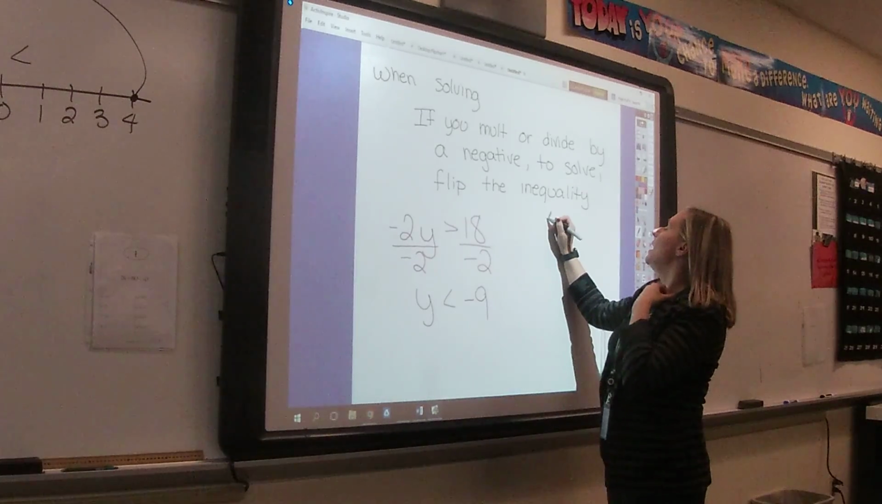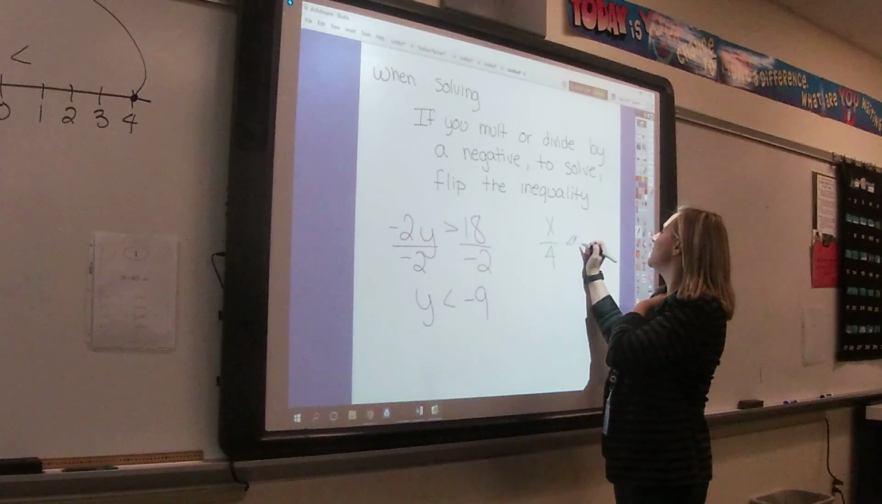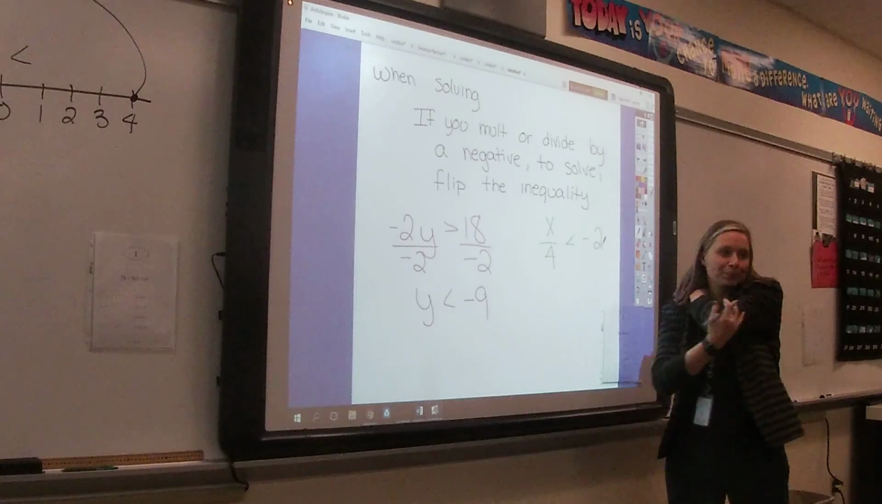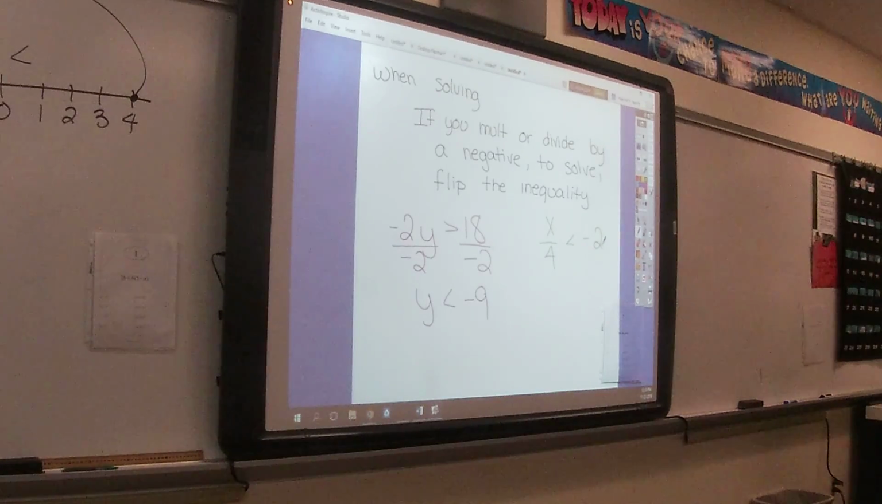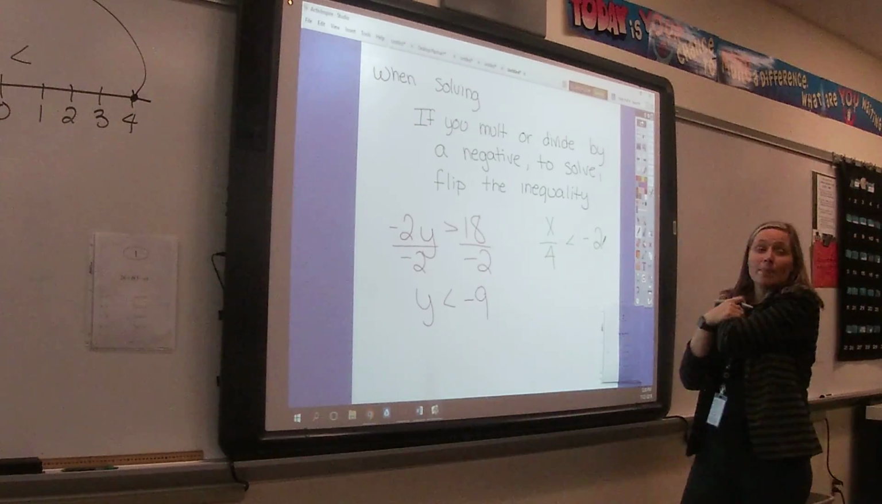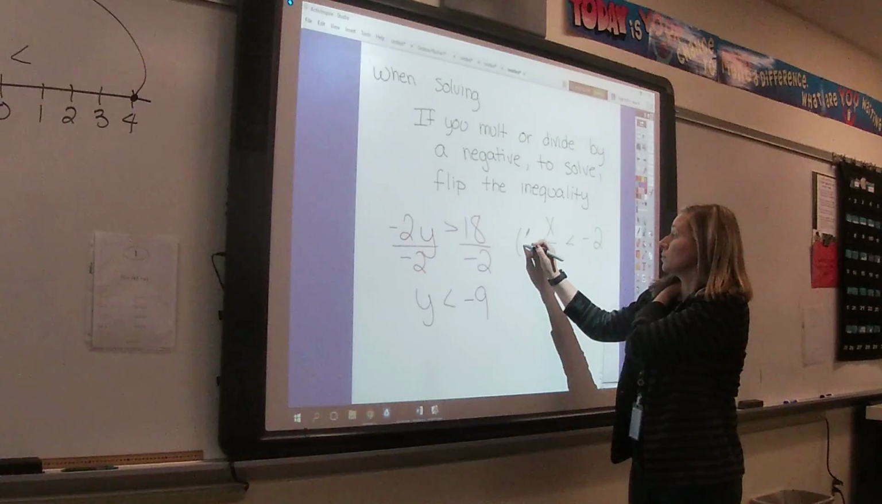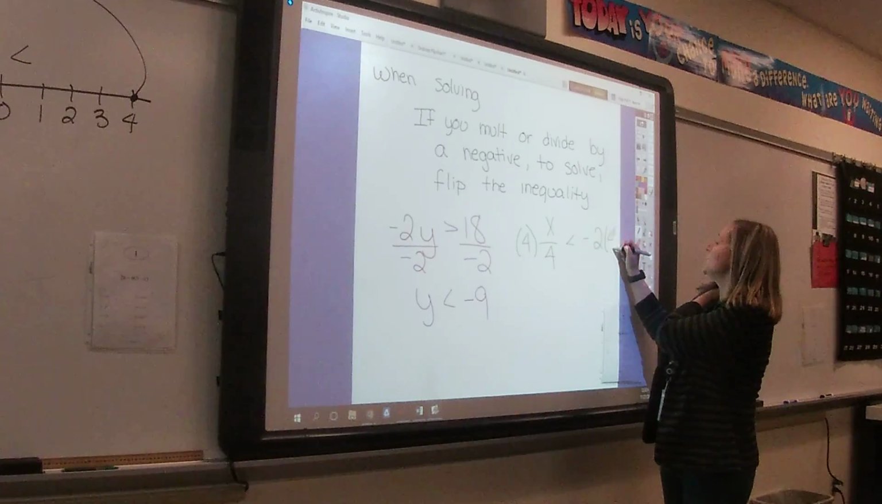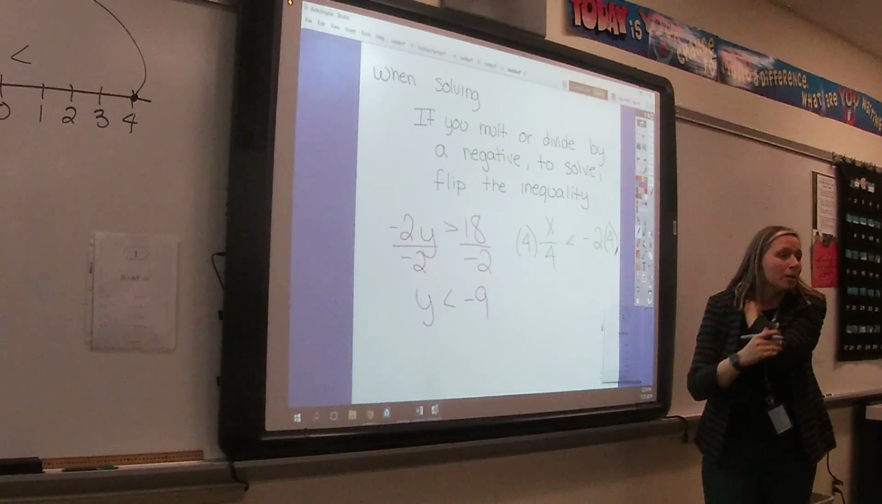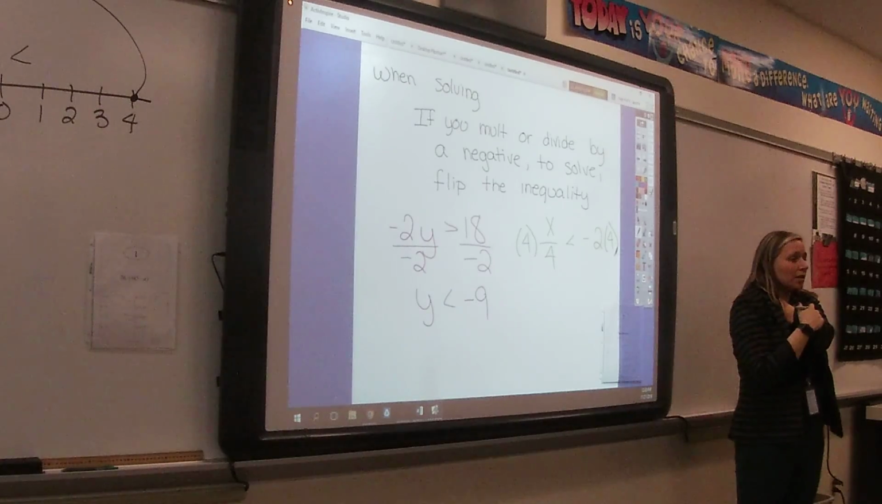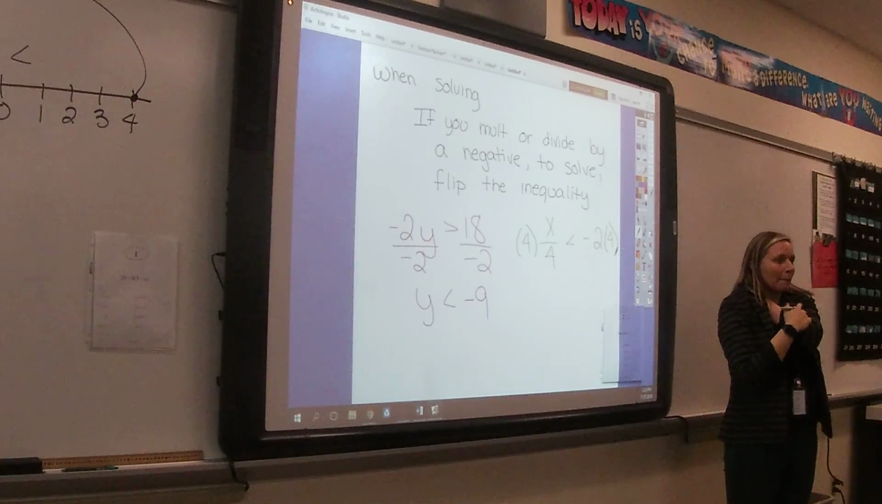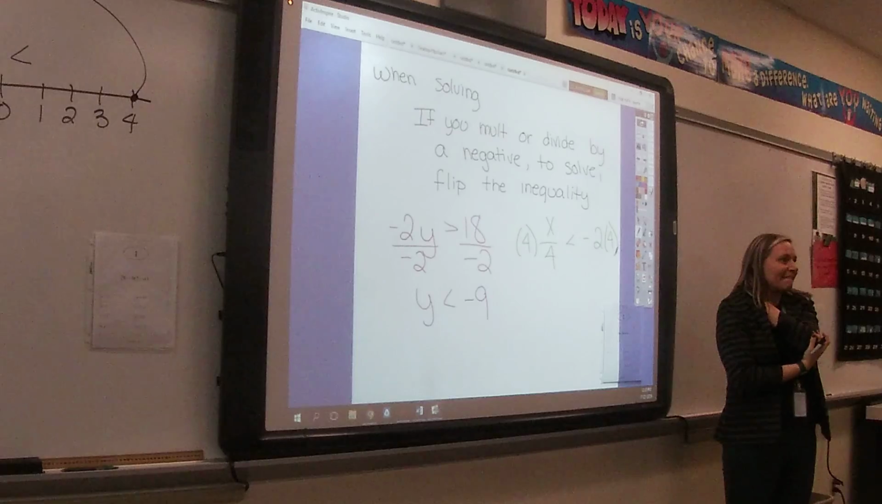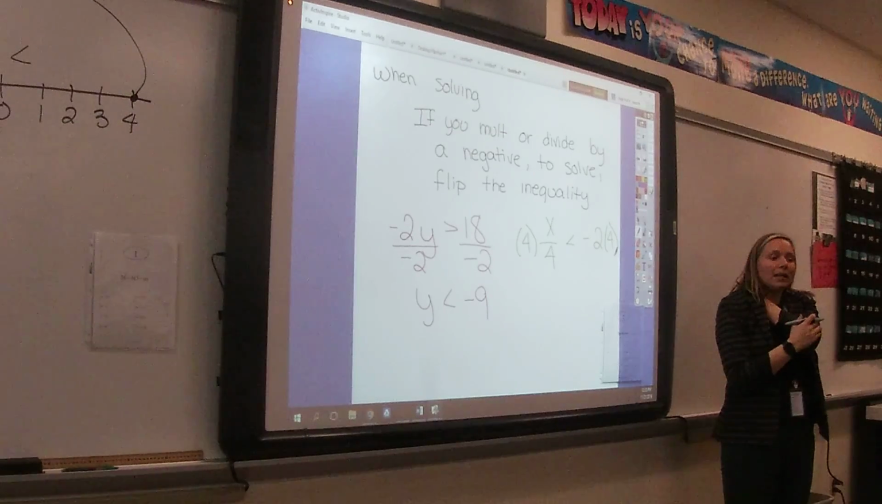What if we had x over 4 is less than -2? What would we do to solve this one? Okay, so we're going to multiply by 4. So I'm multiplying by 4 and the other side is -2. Is that a reason to flip the inequality sign? I'm seeing mixed responses. Yes. Allie feels a pretty confident no. Why do you say no?